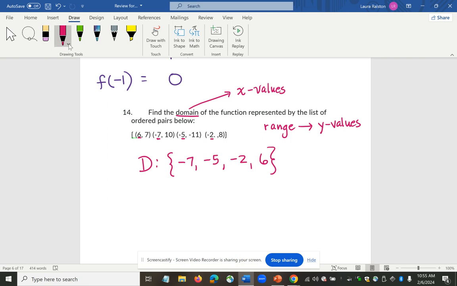Now, it doesn't ask me here to find the range, but should it ask you to find the range, the range is the y values. And again, we normally put them in order from low to high. So we would have negative 11, 7, 8, and 10. So that's a little extra there because you weren't really asked to find the range.